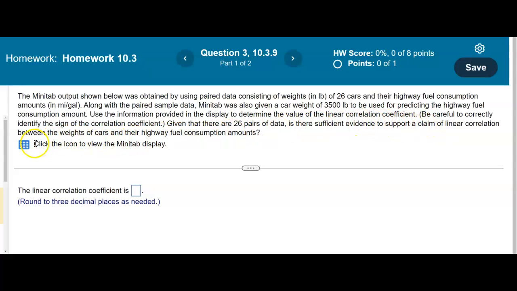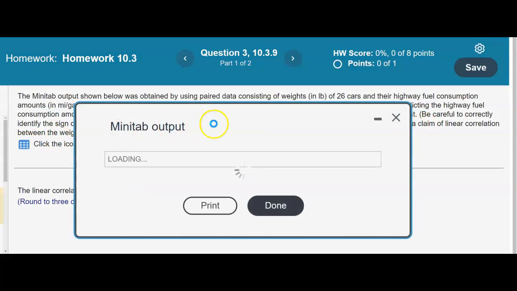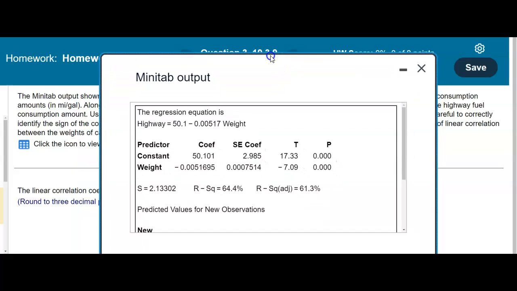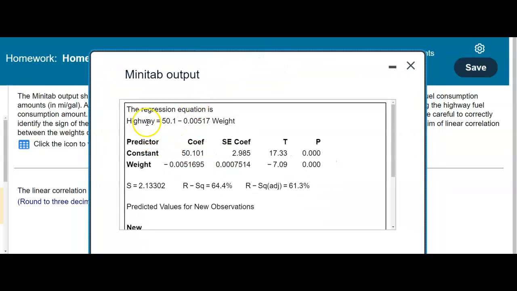So let's first take a look at the Minitab display. So I'm going to go ahead and click on that here. If we take a look here at the top, here's the regression equation. Here's the highway: you have 50.1 minus 0.00517 weight. So this negative 0.00517 represents the slope, and it's a negative, and that is the y-intercept.